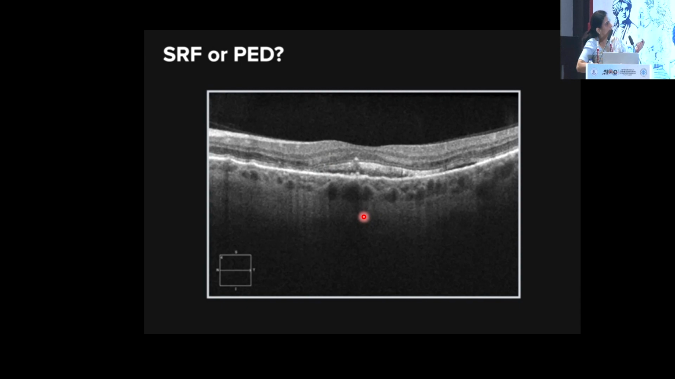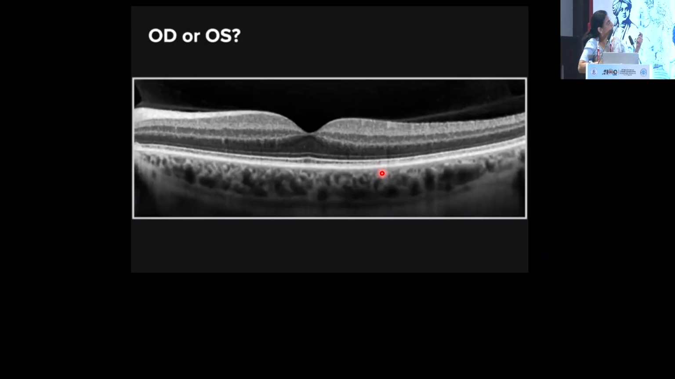So again, you see the RPE layer is intact. The pigment epithelial layer is intact here. This retina is elevated. You see the ellipsoid zone is elevated, and this is some fibrin material which is present below that. So this is again SRF. This is not a pigment epithelial detachment. This is the subretinal fluid.